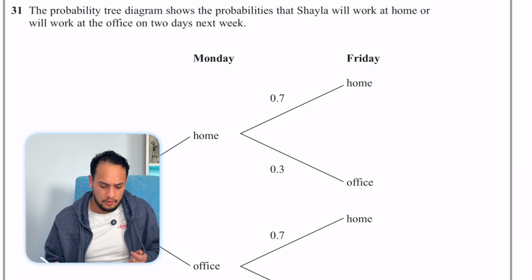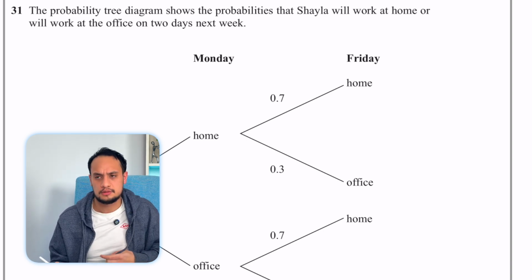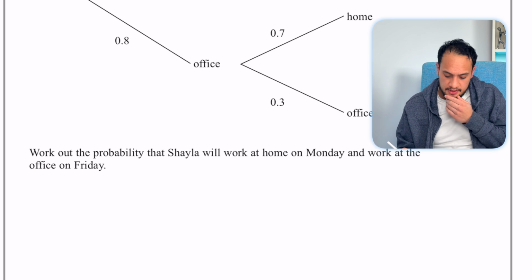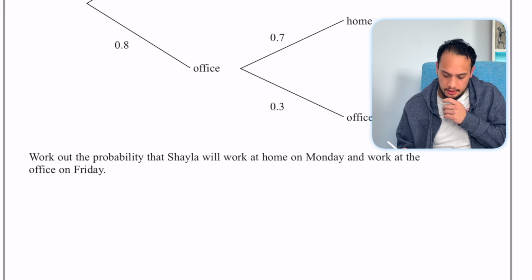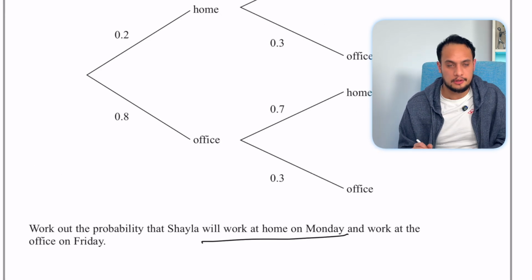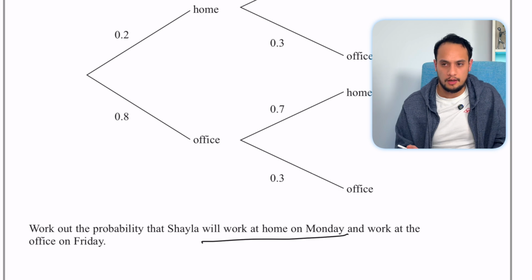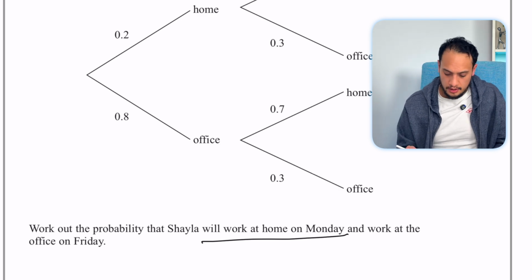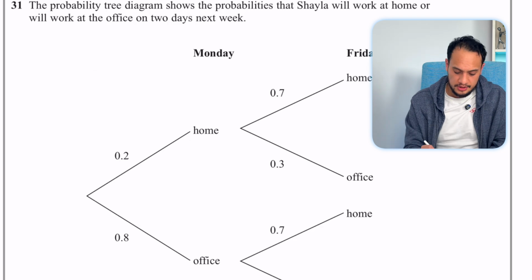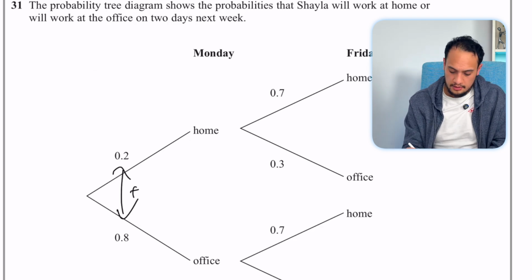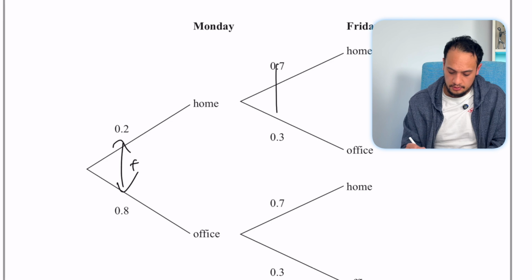Question 31. The probability tree diagram shows the probabilities that Shayla will work at home or work in the office on 2 days next week. Work out the probability that Shayla will work at home on Monday and work in the office on Friday. So again, with probability questions, you've got to work out what they're actually asking. You can see these add to 1, and then all of these add to 1 as well.